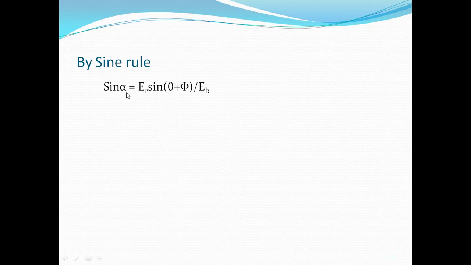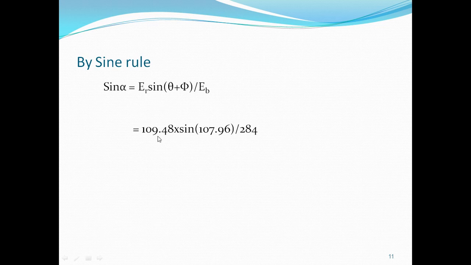alpha? Alpha is called the load angle or coupling angle. That is equal to ER, that is the impedance drop. So ER is equal to I into Z as sine theta plus pi. Theta is the internal angle, pi is the power factor angle, and EB is the back EMF. Just now we calculated the back EMF by using the formula EB is equal to square root of V square plus ER square minus 2VER cos theta plus pi.